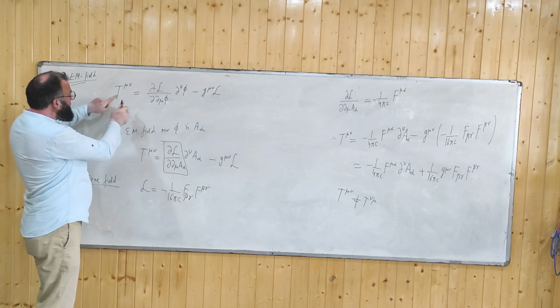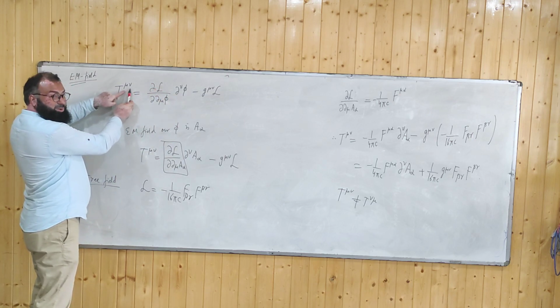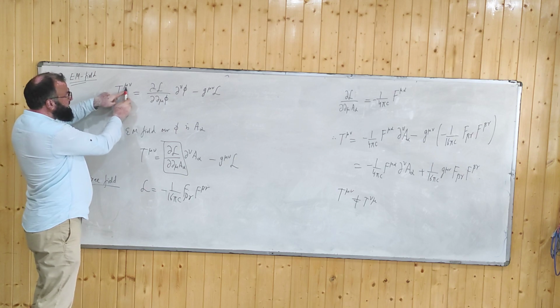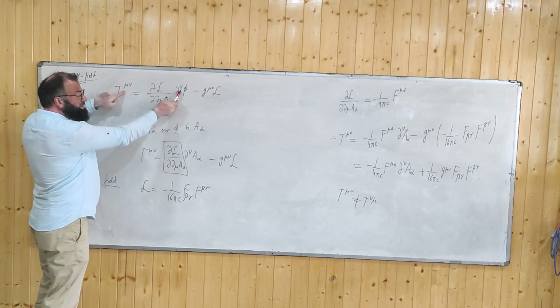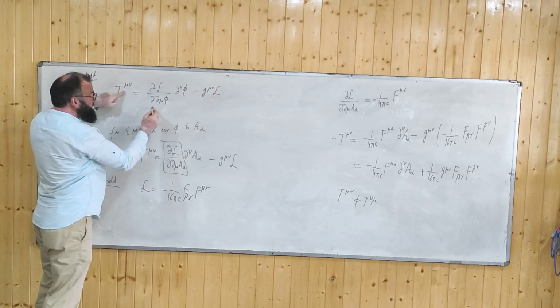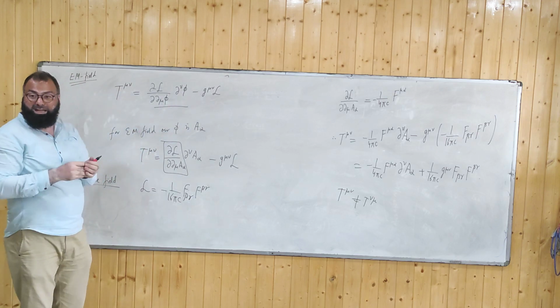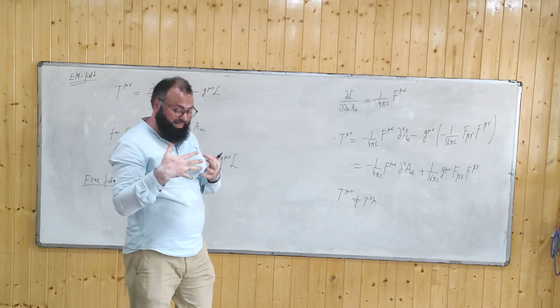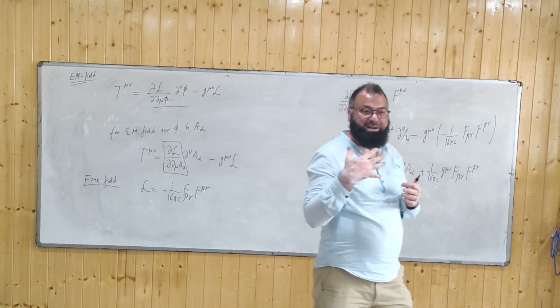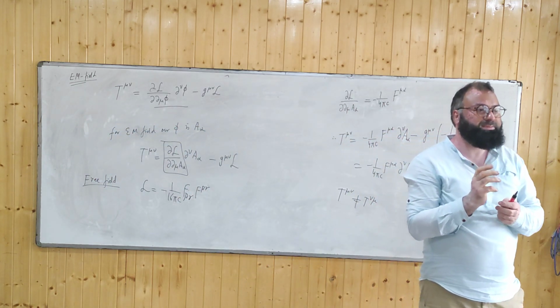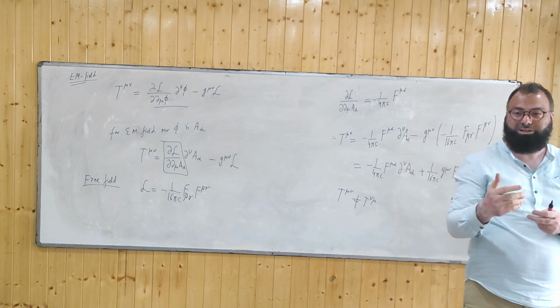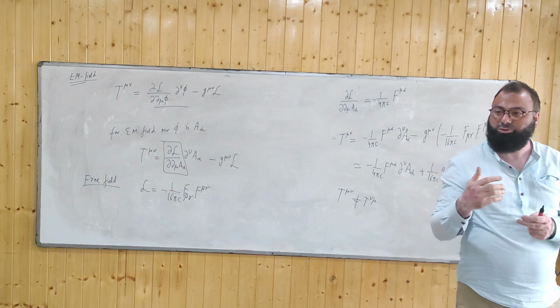If I interchange mu and nu in this very thing, nu will be here, mu will be here. This is symmetric, so this is not the symmetric part. But I require my energy momentum tensor to be symmetric. There are two reasons for it. Mainly two reasons why we require the energy momentum tensor to be symmetric.